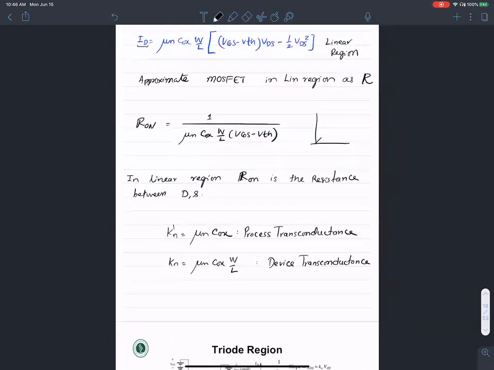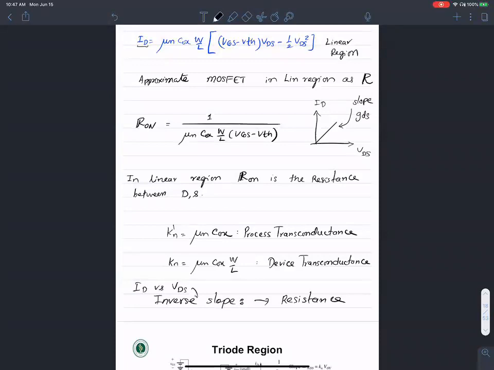Okay, the slope of this guy. If you were to plot VDS versus ID, like I mentioned, the slope of this guy represents GDS. The inverse slope represents the resistance for ID versus VDS curves, okay? The inverse slope represents resistance. The slope represents conductance or transconductance. Okay, the slope represents the transconductance.